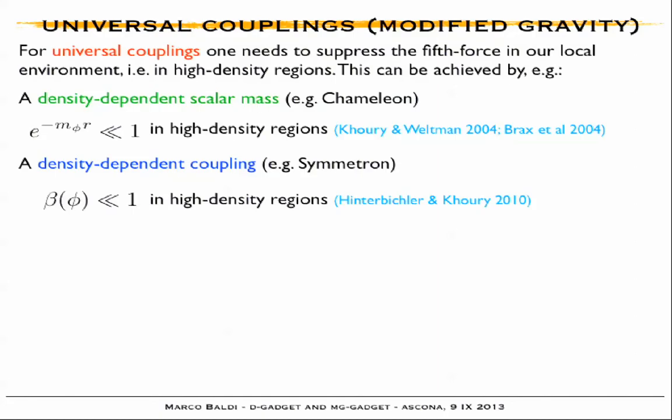Okay, so if you have universal coupling, this is what people normally call modified gravity, which means a universal coupling that is screened. And there are several possible ways to screen the coupling in high-density environments like our galaxy that have different names. One of them is the chameleon mechanism, which relies on the fact that the mass of the scalar field becomes very large, so the field is very heavy in our local environment. So this Yukawa suppression term is very small, so you don't see the fifth force. Another possibility is the symmetron model, which relies on the fact that the coupling itself becomes very small in high-density regions.